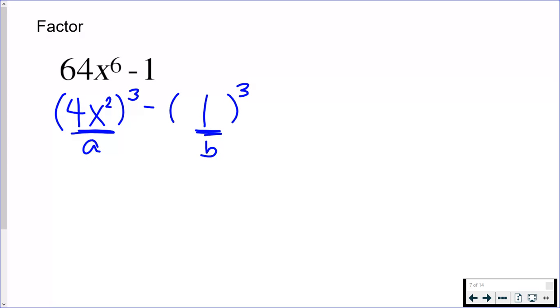Now I tried to explain this in another video. I'm going to use what I call the SOAP formula. It's the difference of cubes. What you want to do first is just fill in your a's and your b's. It's the same pattern whether it's a sum or a difference of cubes.